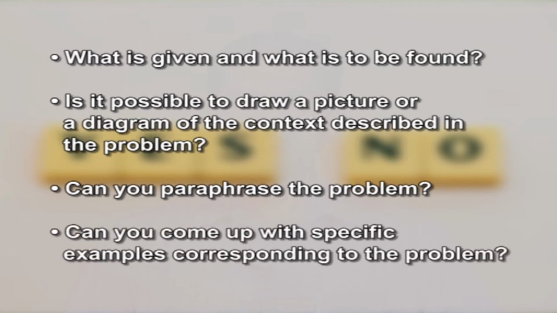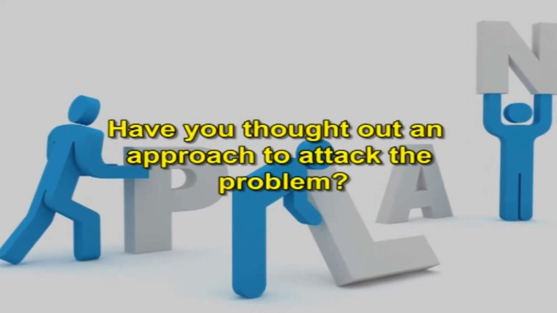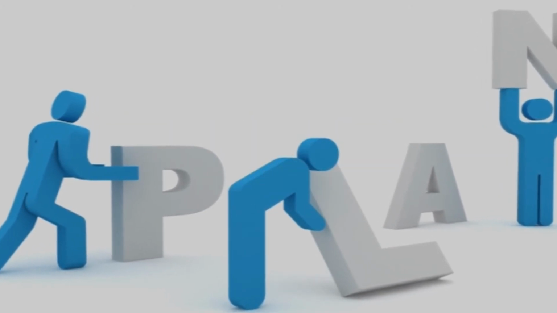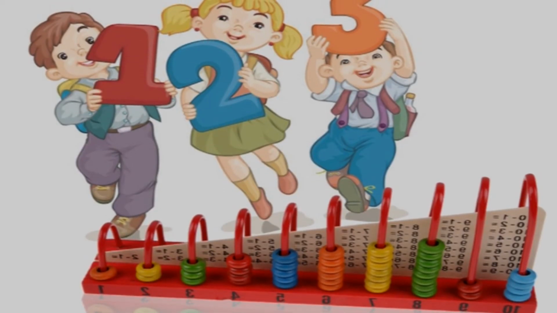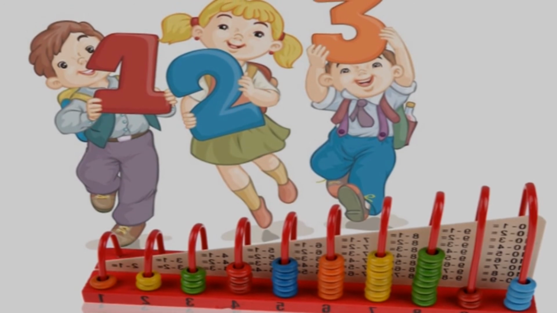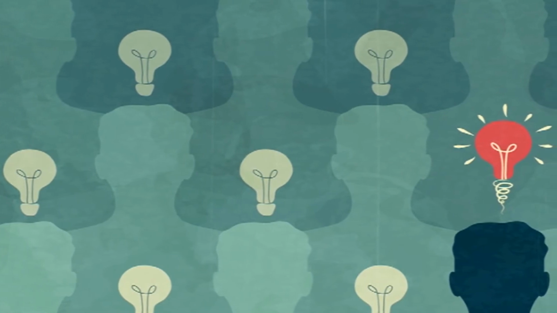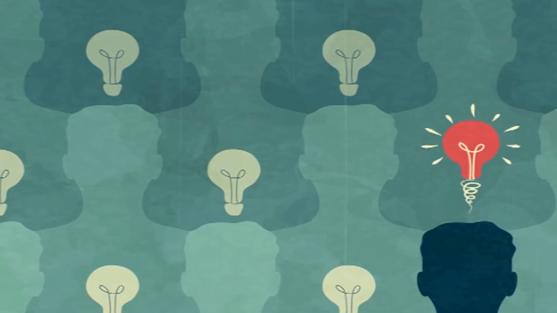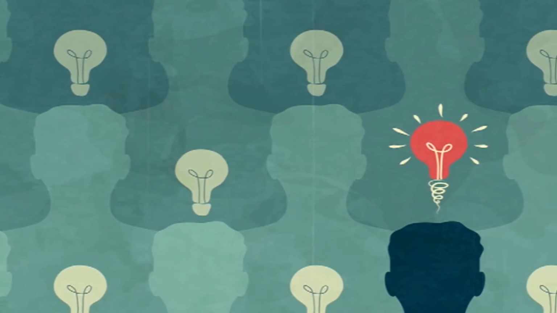Can you come up with specific examples corresponding to the problem? The next approach: have you thought out an approach to attack the problem? If the general approach to solving the problem is obvious to you, create a plan to solve the problem based on this approach and carry out this plan. If you know a related or similar problem, you can use the knowledge of the solution of the related problem to come up with a plan. Otherwise, you may be feeling stuck.